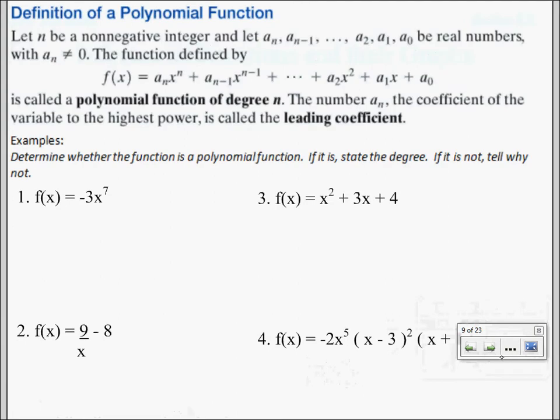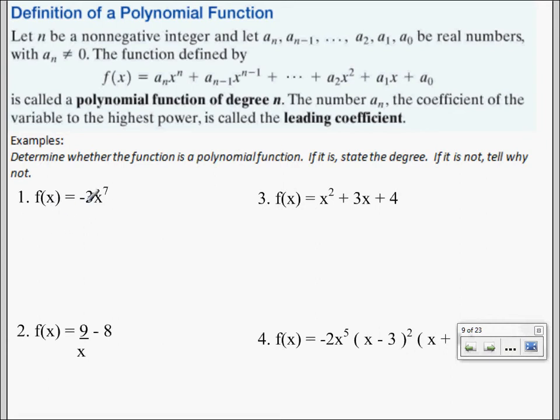So let's get started. The degree of a polynomial is the highest exponent that exists. The coefficient of the variable to the largest power is the leading coefficient. So for number one, we're asking if it's a polynomial function, and if it is, to state its degree, and if it's not, to tell why it's not.